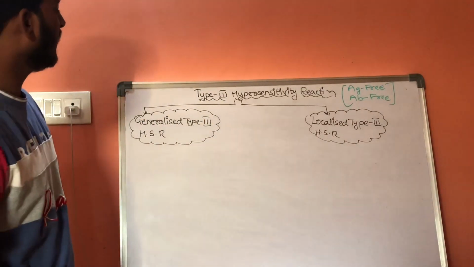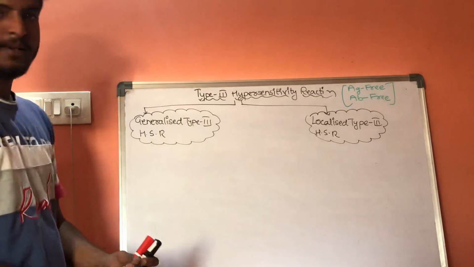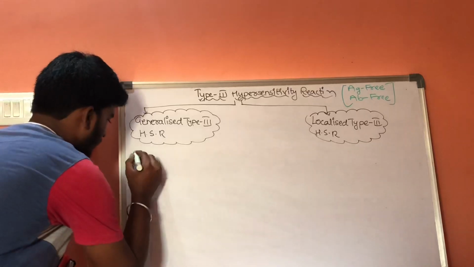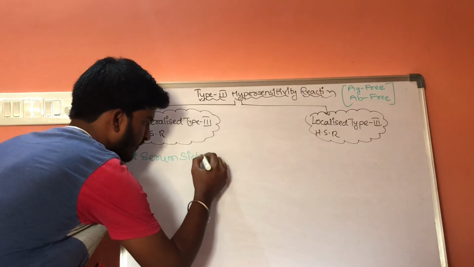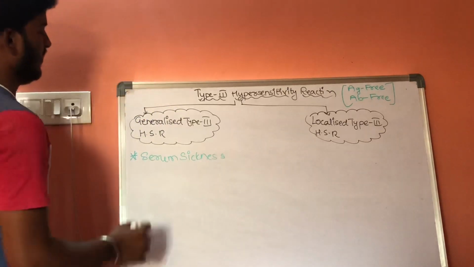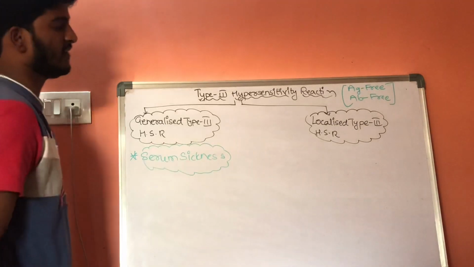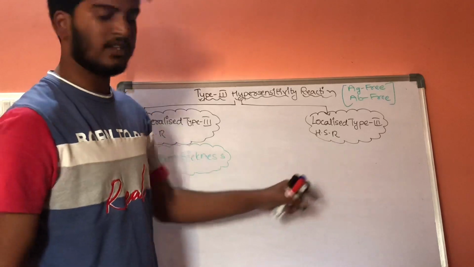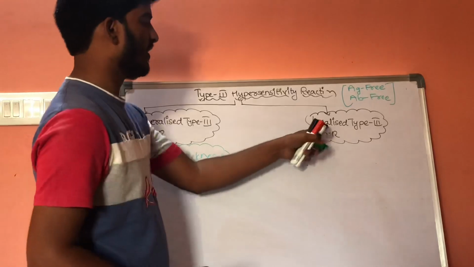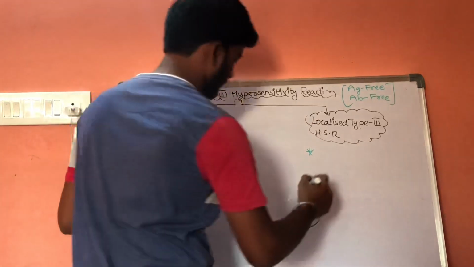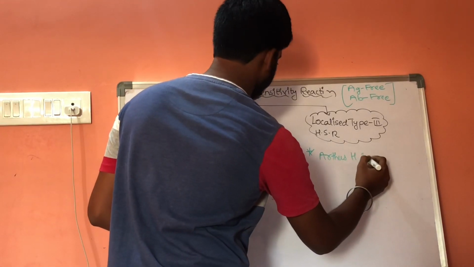Now, generalized type 3 hypersensitivity reactions are also called serum sickness, whereas localized type 3 hypersensitivity reactions are also called Arthus hypersensitivity reactions.